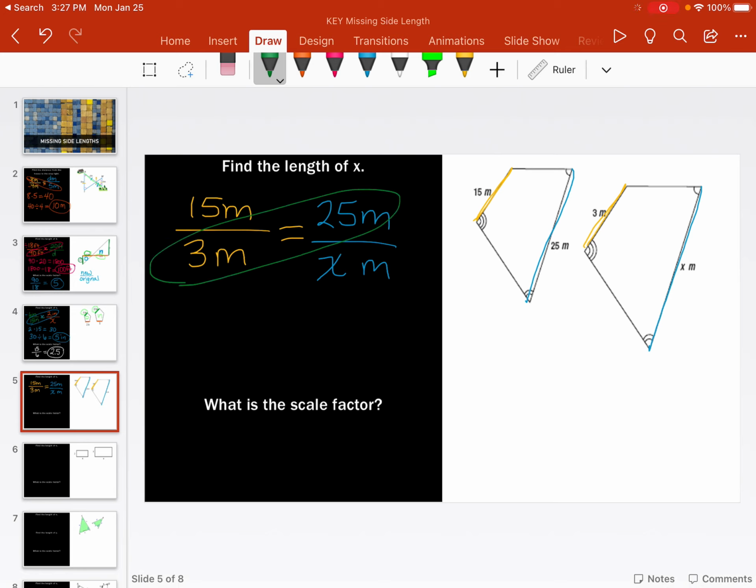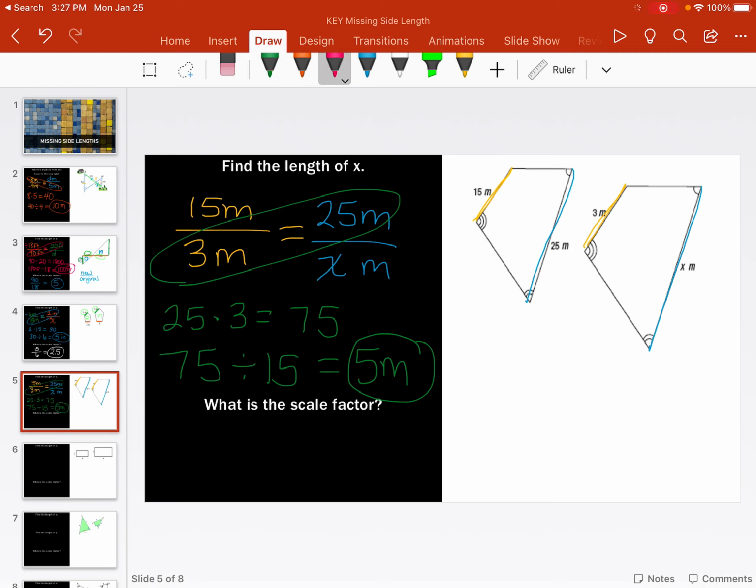Cross multiply. 25 times 3 is 75. 75 divided by 15, which is 5 meters. So x is 5 meters.